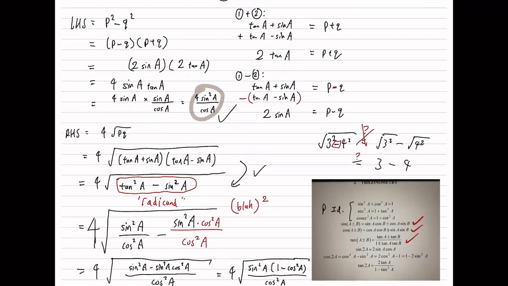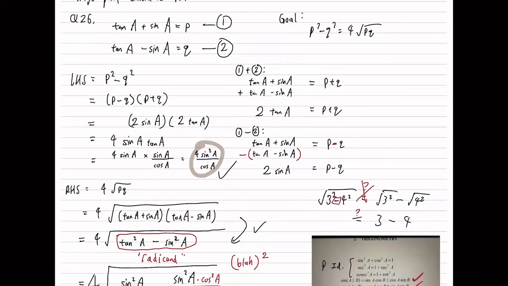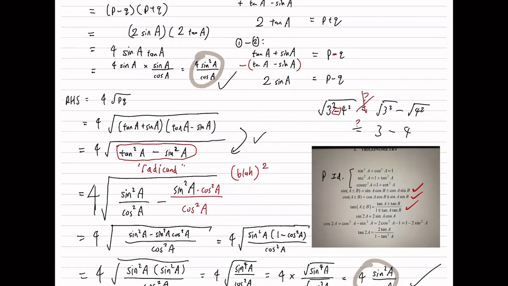That is question 26. Yeah, question 26 is done. Moving on to question 27. Question 27 tells you first, sine x equals m plus n, cosine x equals m minus n.